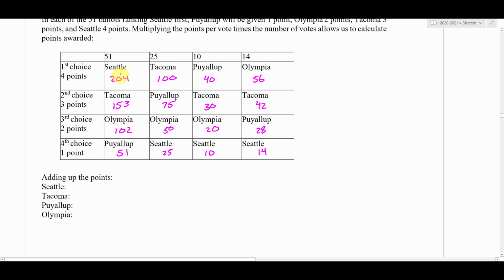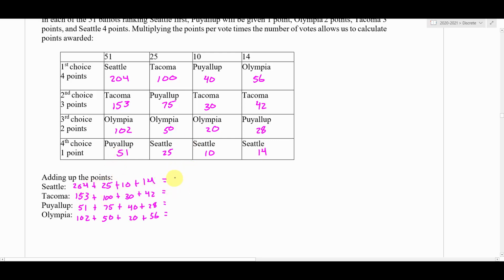So I'm going to find all of the boxes for Seattle, and I'm going to add up the point totals in each of those boxes. So I would do 204 plus 25 plus 10 plus 14. And then I do the same thing for each one. So I'm going to fast forward that a bit so you don't have to watch me write down. All right, so I got them all ready to add up here.